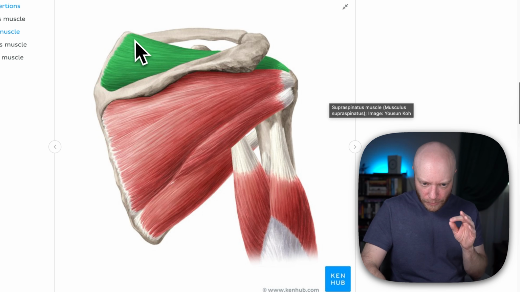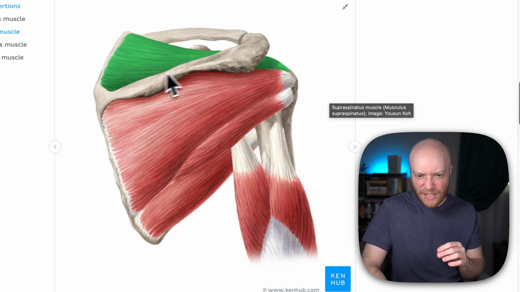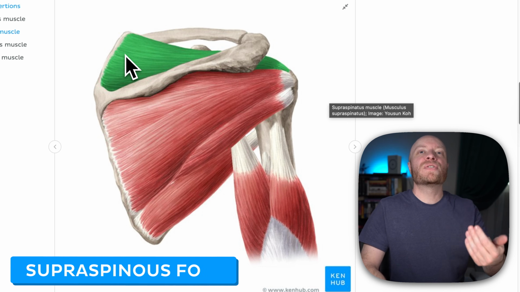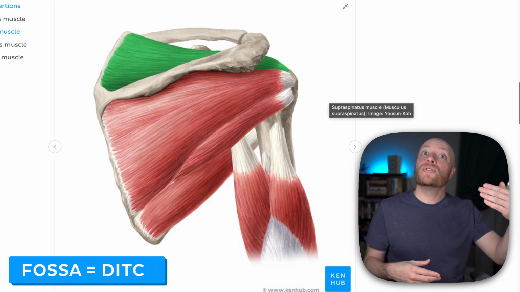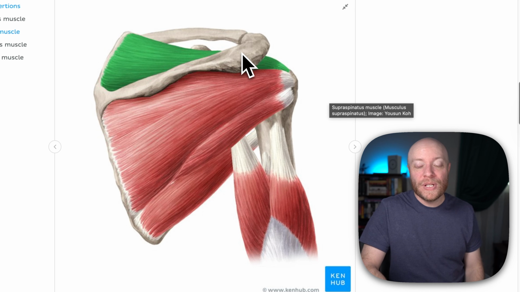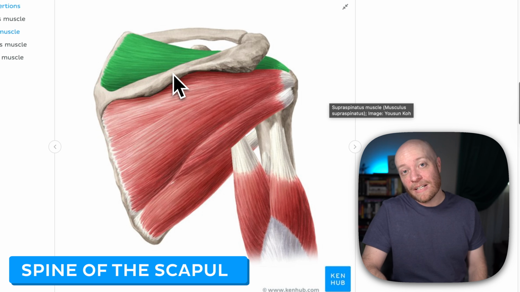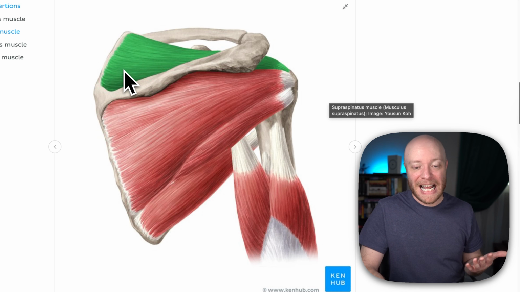So this muscle is going to originate on this entire surface here of the scapula. So if you could remove the muscle, you would see there's this ditch. And I say ditch intentionally because this is what's known as the supraspinous fossa. Fossa translates to ditch. So this is the ditch that is superior to the spine. And that's what this bony prominence is here. This is what's known as the spine of the scapula. So we have a ditch that is just above it. Supraspinous fossa, fantastic name. And the supraspinatus is going to originate in that.